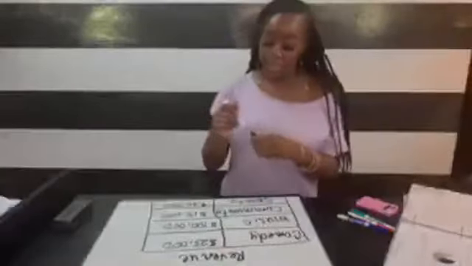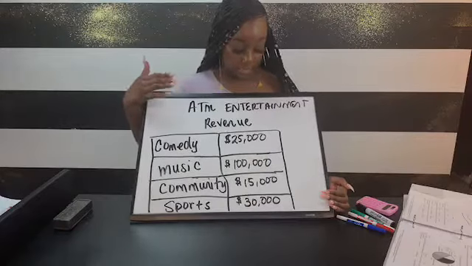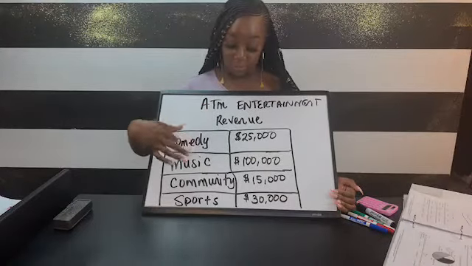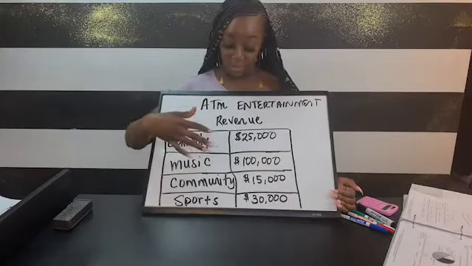Alright, so they gave you guys a table. So again, tables have to be treated just like our graphs. You have to be able to look at it and evaluate it based on what it's talking about. So when they ask you a question, you know what direction you're going in. So this is the table, and it says ATM Entertainment's revenue, and it's broken down into 4 sectors. It shows you how much revenue they made in terms of comedy, anything related to comedy, music, community, and sports.